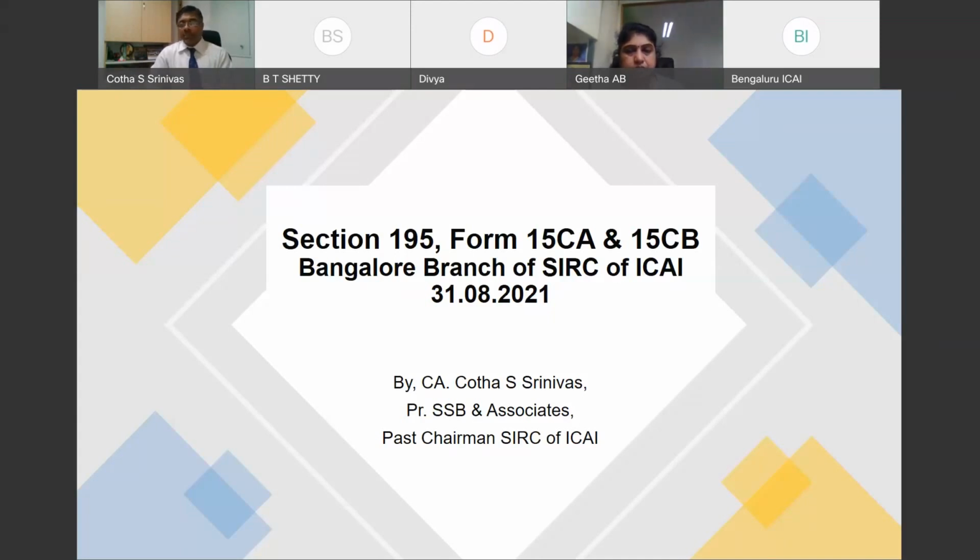In fact, Section 195, Form 15CA and 15CB, I think we discussed in the month of June when we had a one-week workshop on international taxation. At that time also this portal was not working, and I have to say that now also it is not working. So, subject to the portal working, let us discuss the other things.